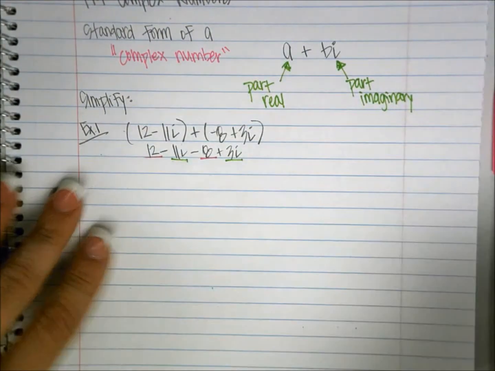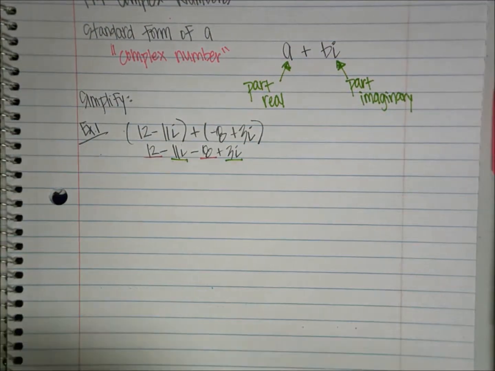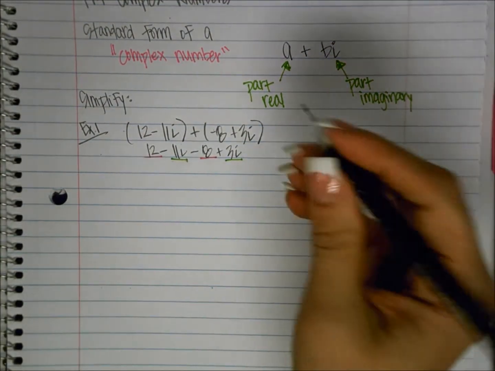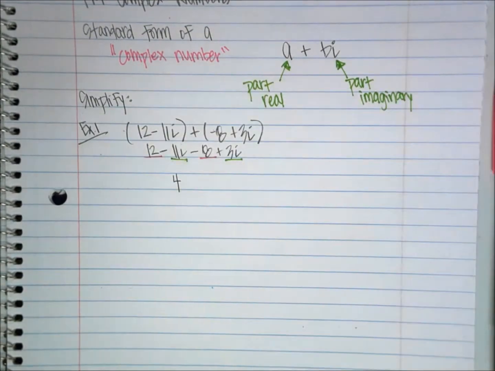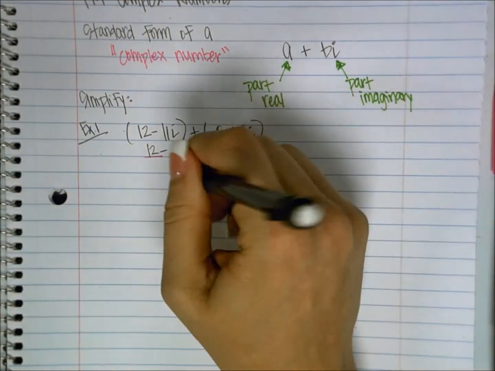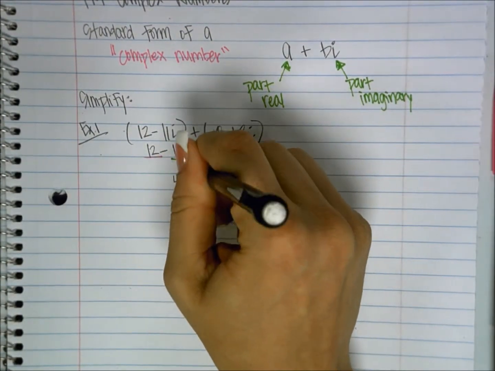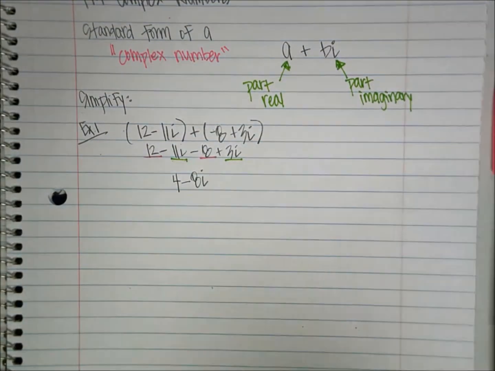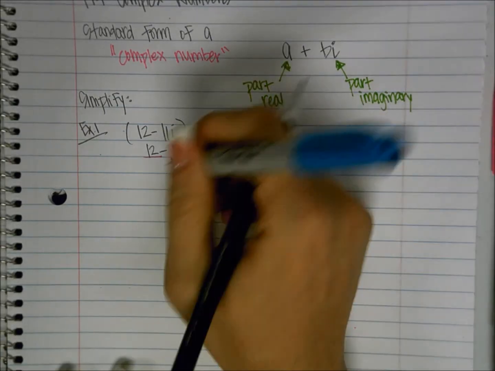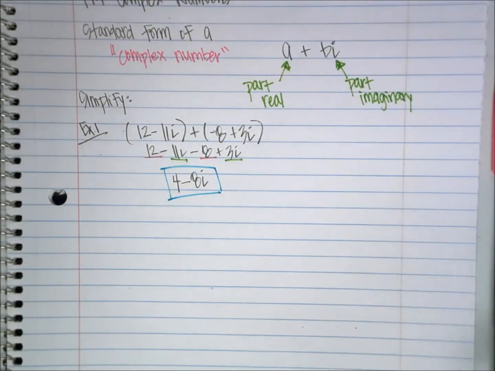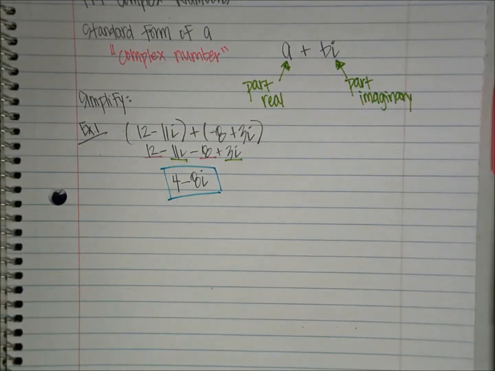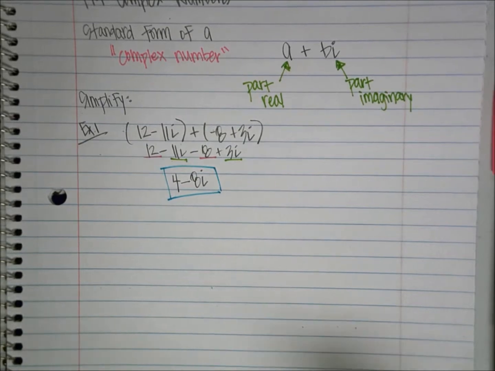When you write your answers, you always want to write the real part first. So the whole numbers will go first. So 12 minus 8 gives you 4. Negative 11i plus 3i gives you minus 8i. And that's your answer. Okay, so 4 minus 8i. This just says simplify. Did it ask you to factor? It did not ask to factor, so you do not take out a GCF. Do not do more than what the instructions are asking you for.